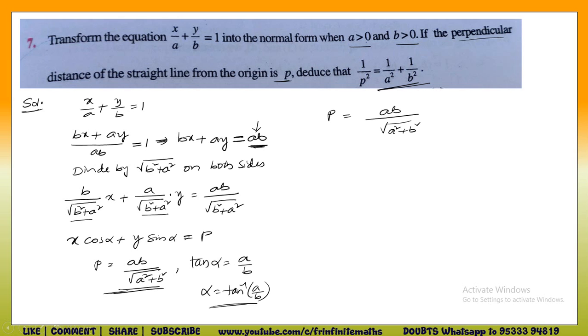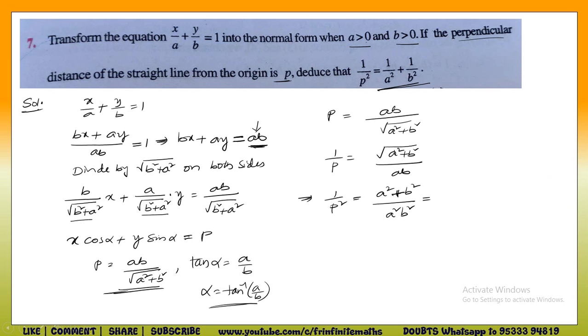So for that, what I am going to do is reciprocate this. So 1 by p is equal to square root of a square plus b square by ab. Next I am going to square it on both sides. Then what am I going to have? 1 by p square is equal to, the square and square root get cancelled, a square plus b square by a square b square.